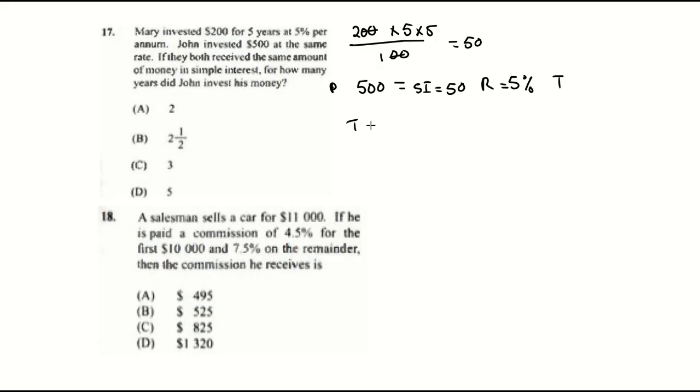We know time is simple interest multiplied by 100 over principal multiplied by rate. Cross this off, 5 into 5, 1, 5 into 50, 10, 5 into 5, 1, 5 into 10, 2, so the answer is A.